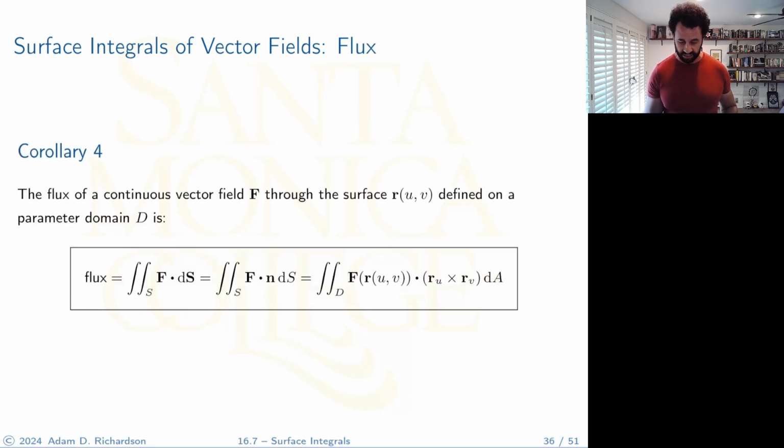The flux of a continuous vector field F through the surface R of u comma v defined on a parameter domain D is given by this formula. So if you want to integrate with respect to your parameter domain, you can. Or you can integrate with respect to the surface area of the surface. You can do that too. Right. Now let's do an example.